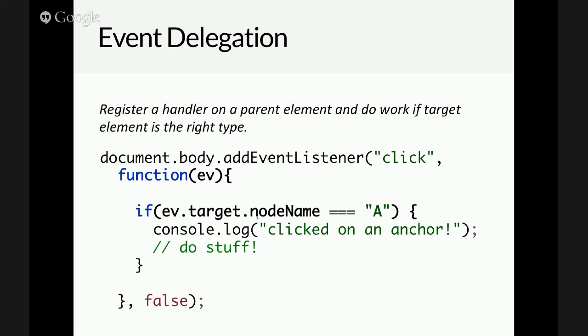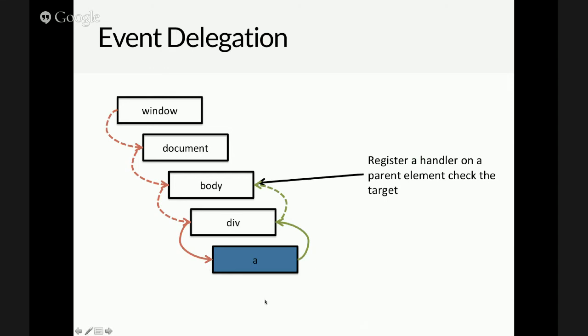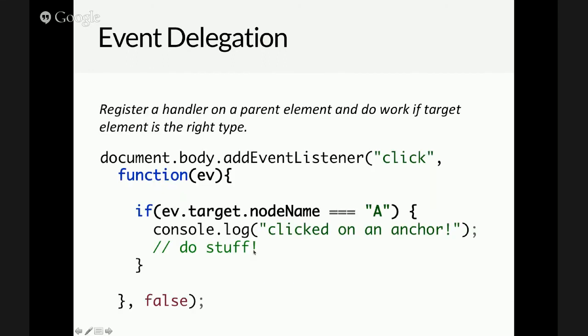Now it's a little bit more subtle, because if the anchor had a span inside it and someone clicked on that, the target would not be the anchor. So that's why you have to check if any of the parents of the target is an anchor, and then you can do your stuff. But this is a shorthand for this concept in general: listen to something high up in the document and then check the target and see if it's what you're looking for.